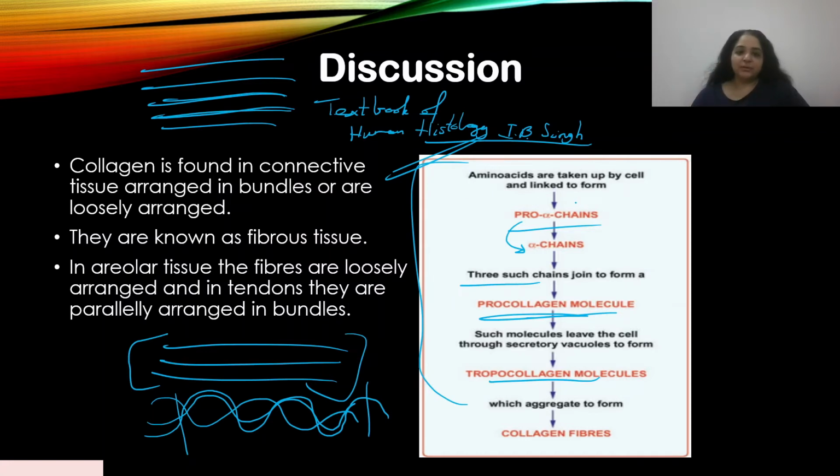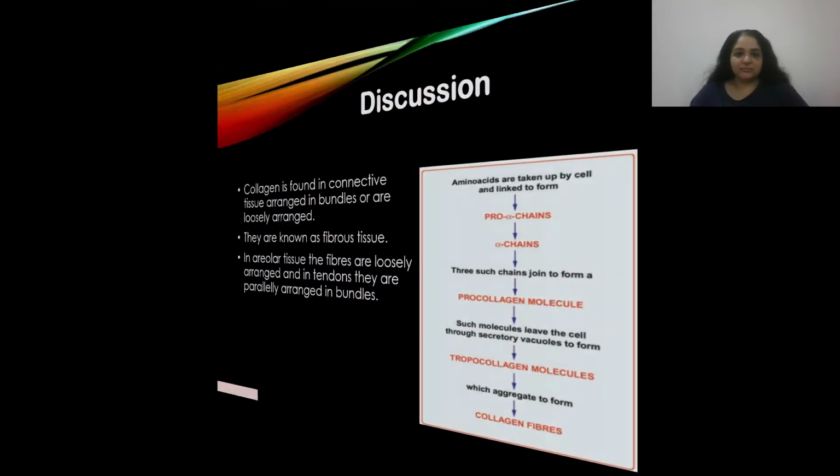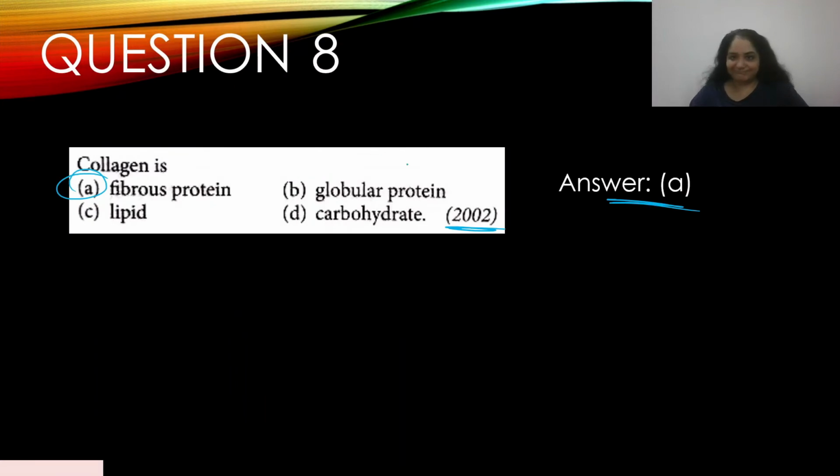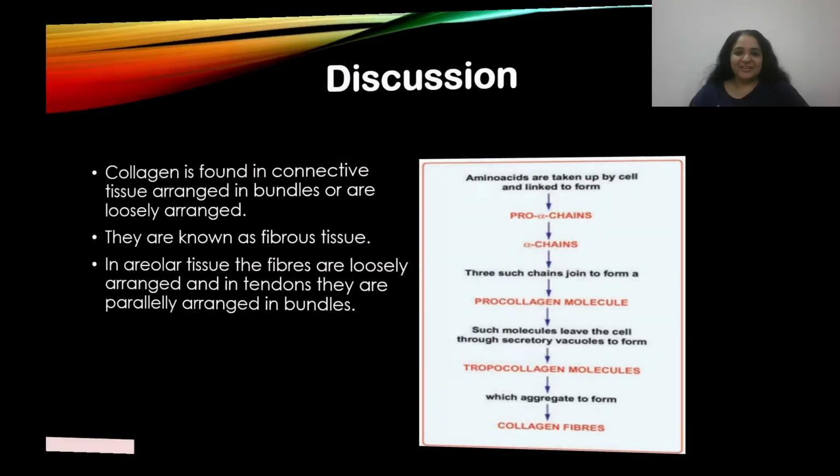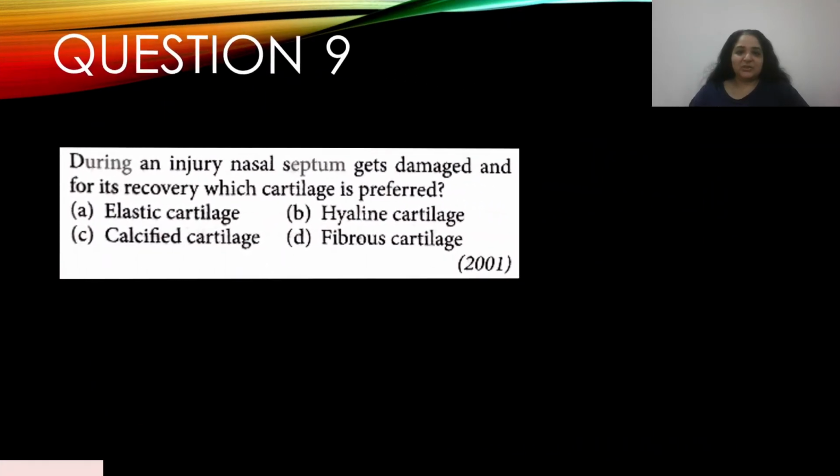Right, so basically what collagen is, it's a fibrous protein. That answers our question. But how collagen is formed, I've just given you that extra information. All right, I guess we can move on.